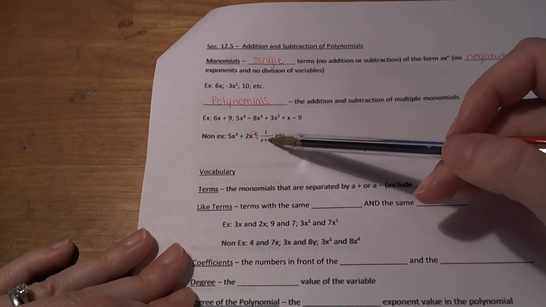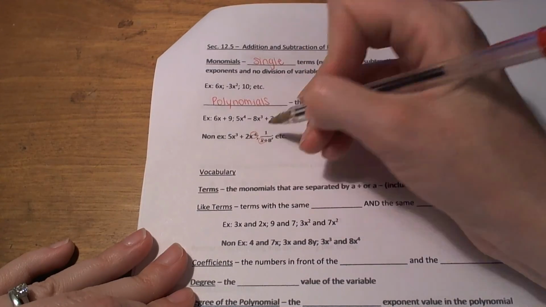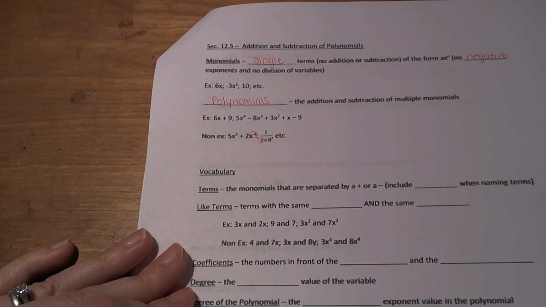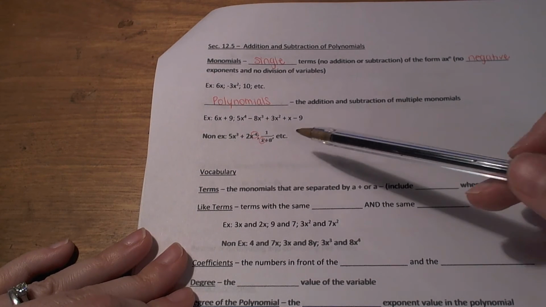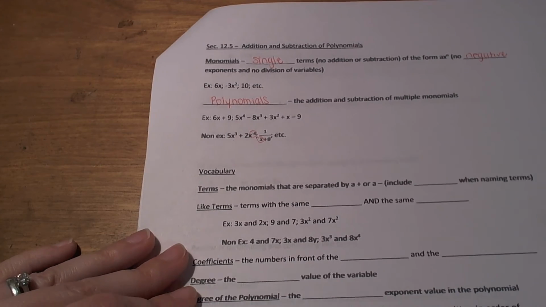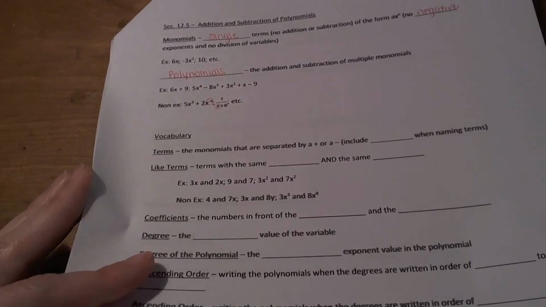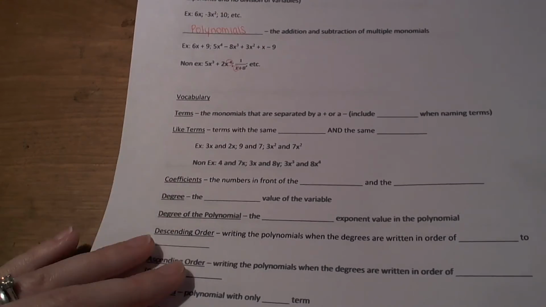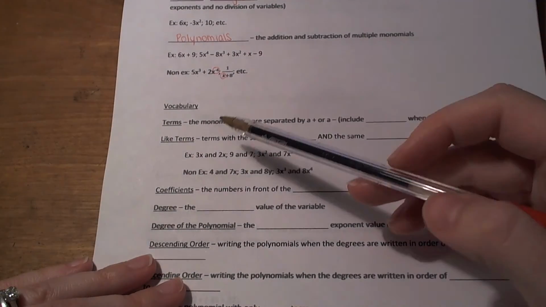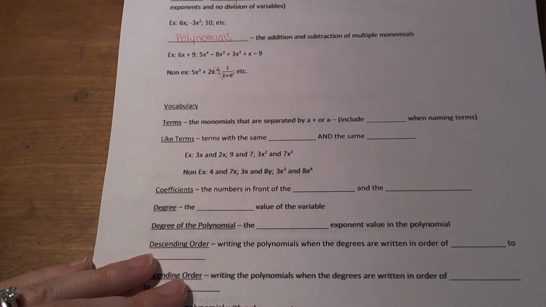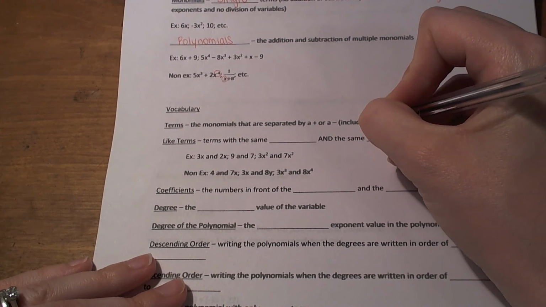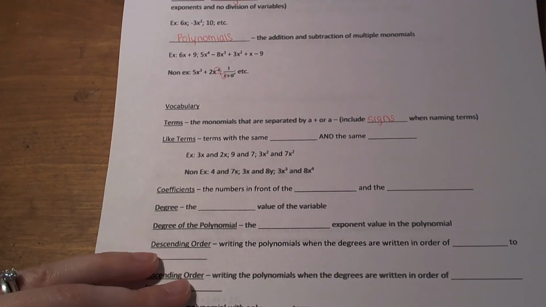For the 1 over x plus 8, we have this division of a variable, and that is also something that you cannot have, no division of variables in monomials. And we could continue on with more examples. But your vocabulary that you are responsible for knowing, we're going to start out with the word terms that we've talked about in the past. These are monomials that are separated by a plus or a minus, and you need to include the signs, positive or negative, when naming terms.